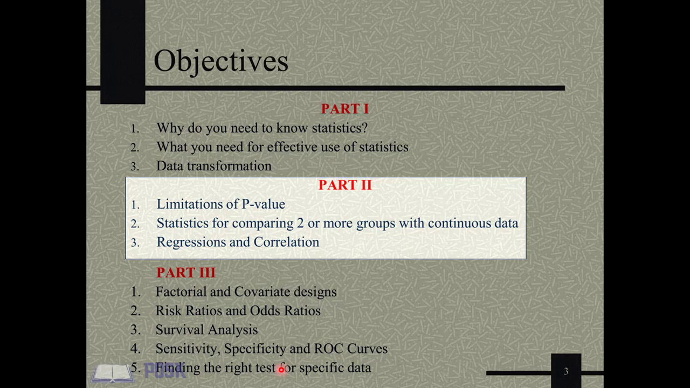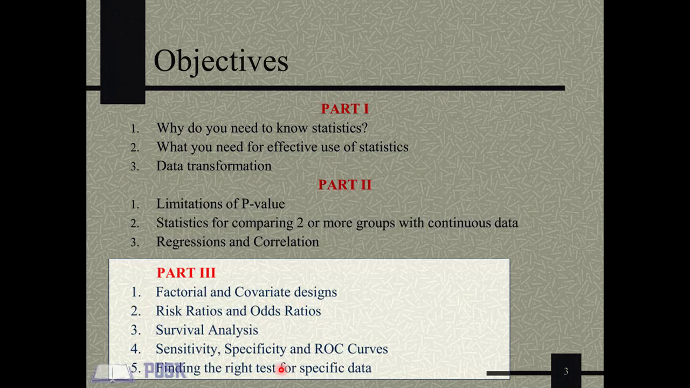In the second lecture in the series, we looked at the limitations of the p-value. We also looked at some statistical methods for comparing two or more groups when the data is continuous. We ended the second lecture by digging into regression and correlation.